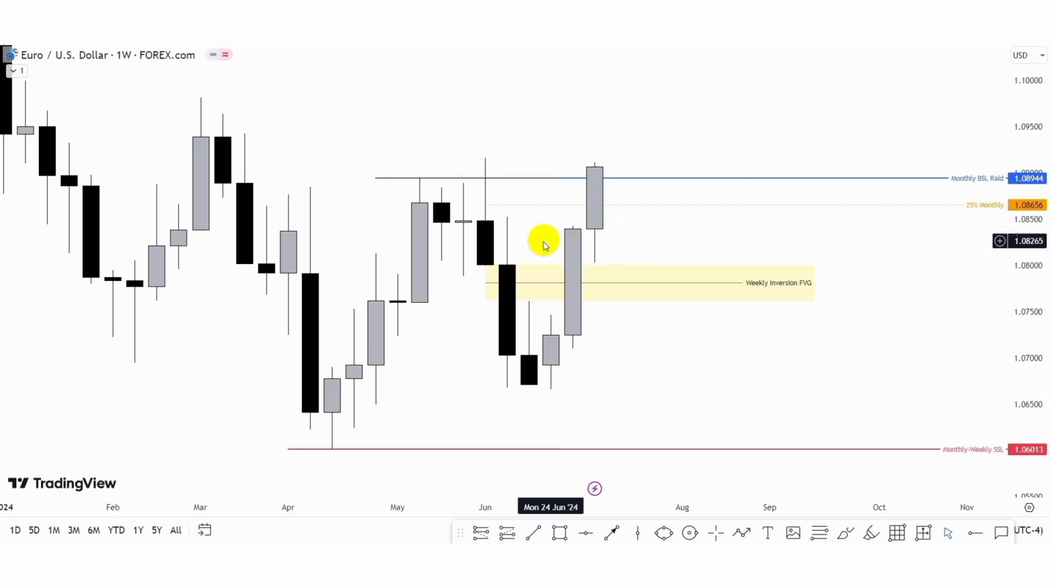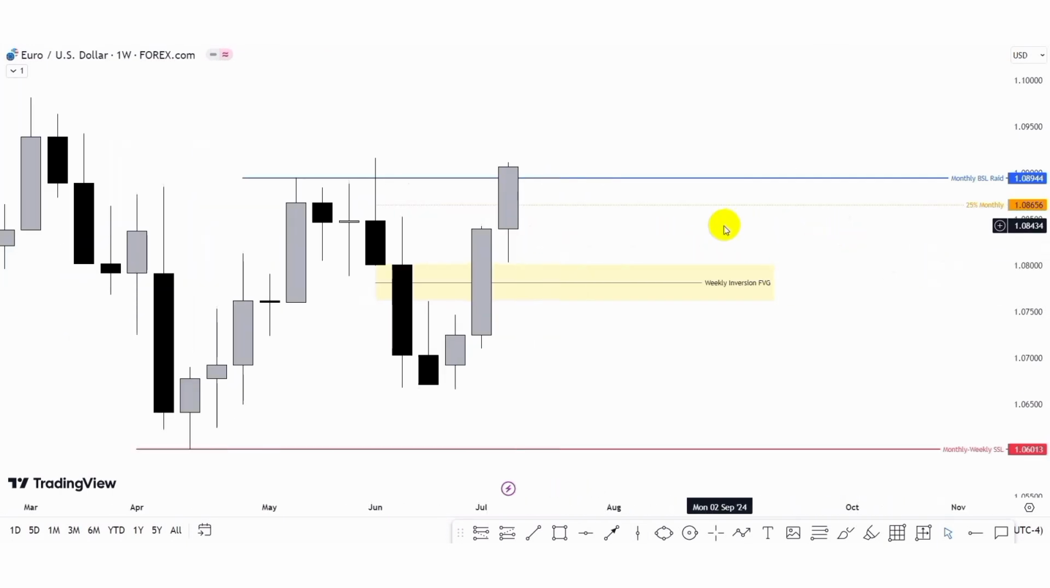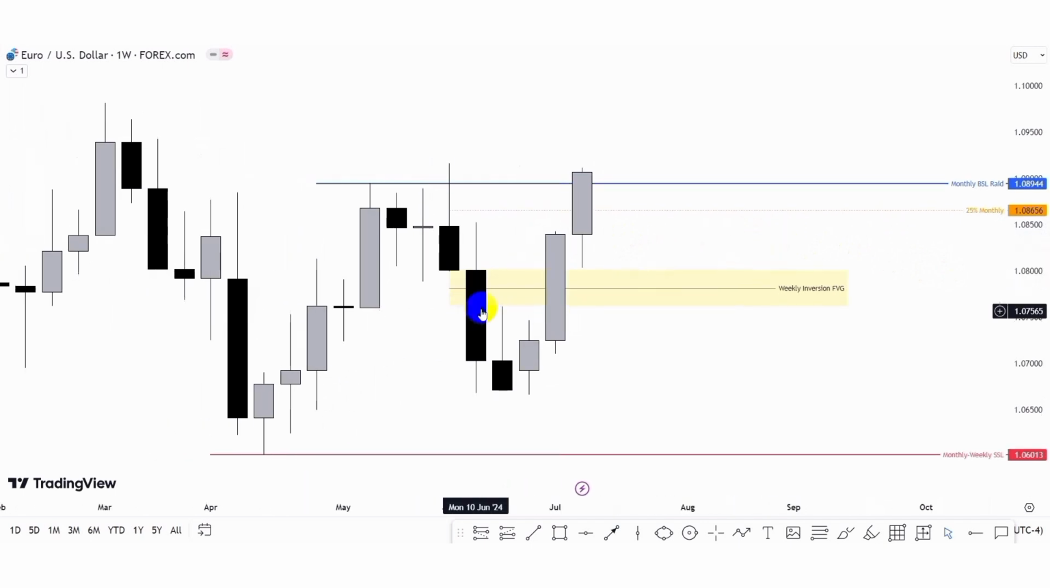So this is the Euro USD. If you can recall from the last week forex forecast, we had this weekly inversion fair value gap. We had the last week candle form. So we're expecting to see price face rejection at this level to the downside, and then we actually pay attention to the reaction we're going to find within the weekly inversion fair value gap to determine if price will continue to the downside or push higher to the upside.